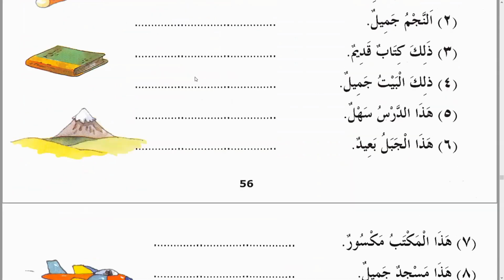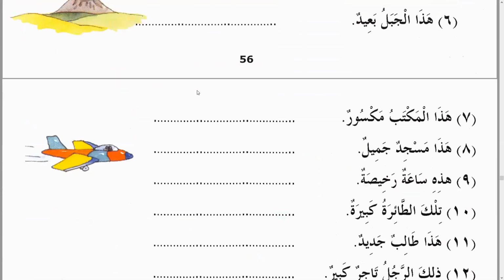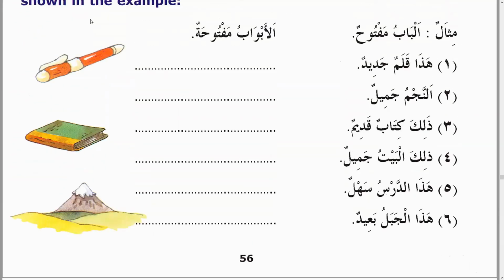So let's do this bit. We have 13 sentences for this, inshallah. So I'll write a few. هذا قلم جديد. So هذا, the plural is haulai, right? But we won't use haulai now.